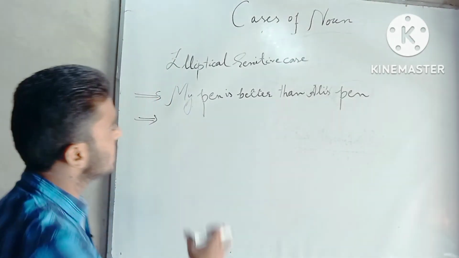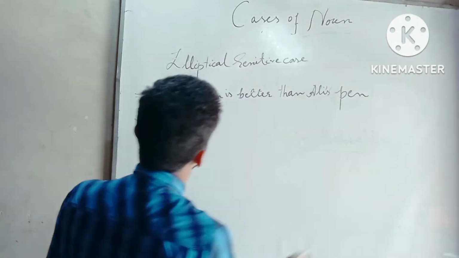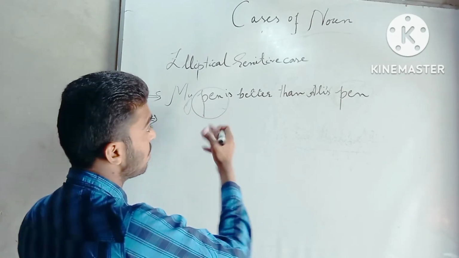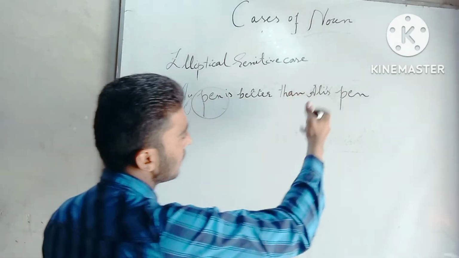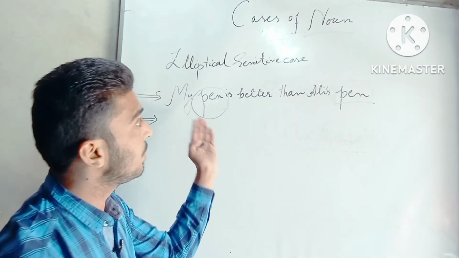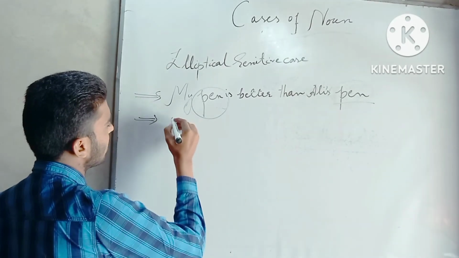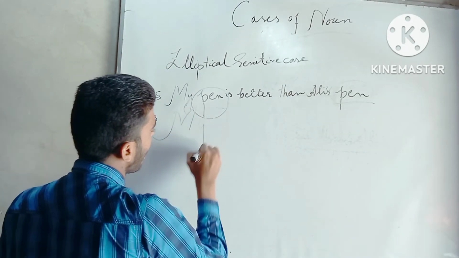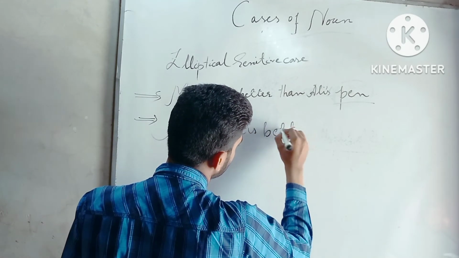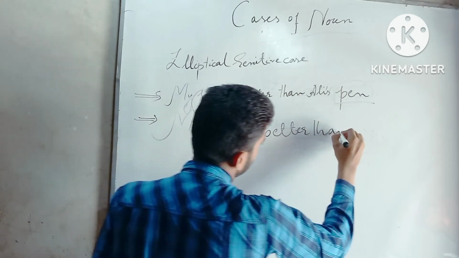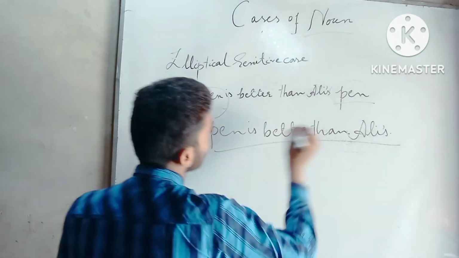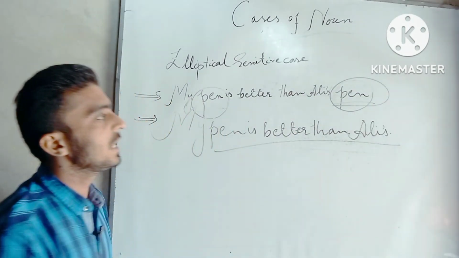Here I have written the sentence, my pen is better than Ali's pen. Here the main noun is repeated. We should not repeat it, we should elide it. That's known as the elliptical genitive case. We should remove it. If I write this sentence in this case, my pen is better than Ali's. I don't repeat this noun again and again. This is known as the elliptical genitive case.